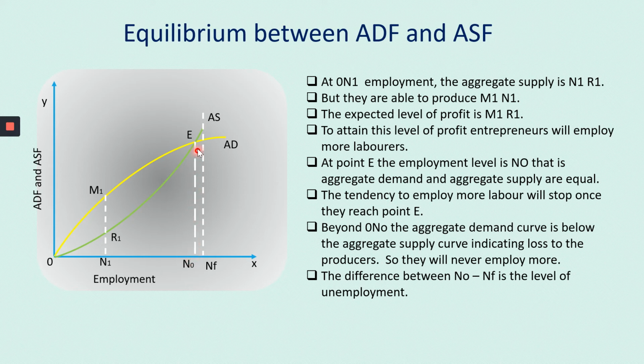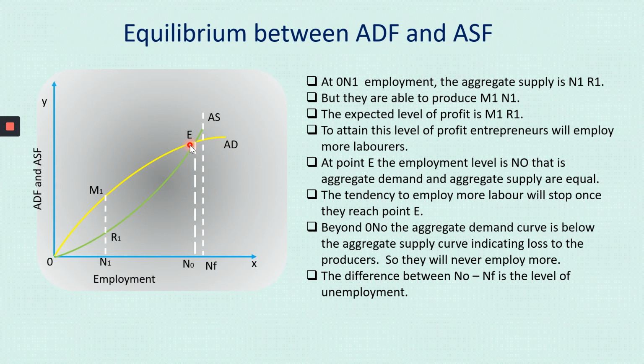At this level he attains equilibrium. At point E, the employment level is N naught. That is, the aggregate demand and the aggregate supply are equal. This is the point where aggregate demand and aggregate supply are equal. Beyond this point, if you see, the green curve goes up and the aggregate demand is beneath the AS curve. The aggregate demand curve is below the AS curve. That means after this point, the entrepreneur will start making a loss.